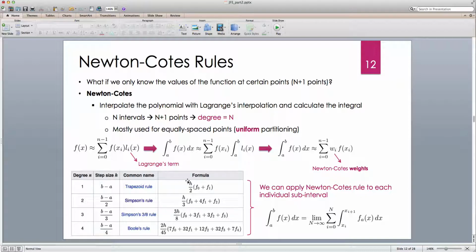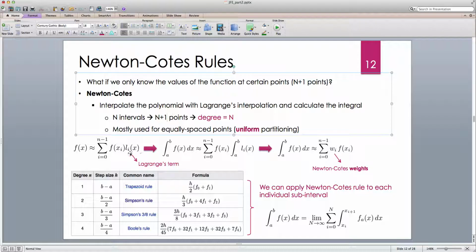Now let's just assume that we want to integrate over a and b, right? So if I use only 1 point, the degree of the polynomial is 0, which means I'm interpolating with a constant polynomial, and that constant polynomial is basically 1, right?